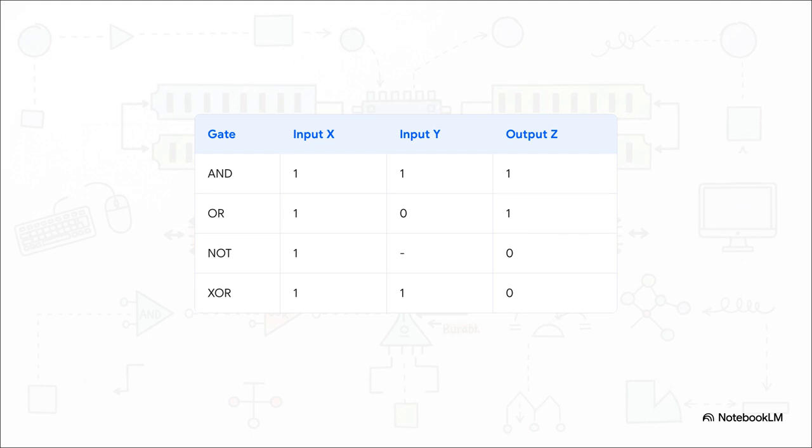And this table here shows you just how simple those decisions are. Just take a look at the AND gate. The output is only on, a 1, if both input A and input B are also 1. Otherwise, the output is 0. That's it. It's really that simple. And these fundamental rules are the absolute bedrock of everything a computer does.